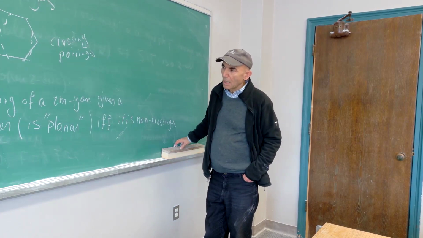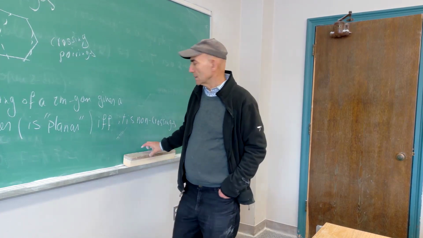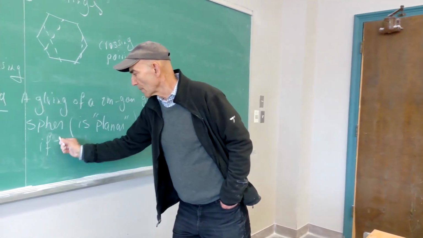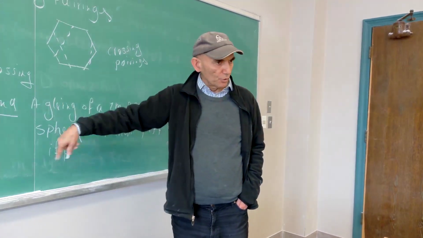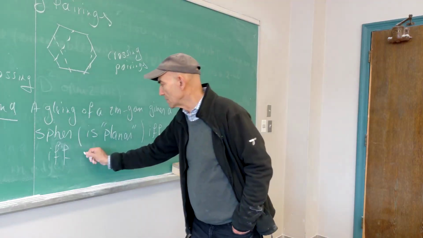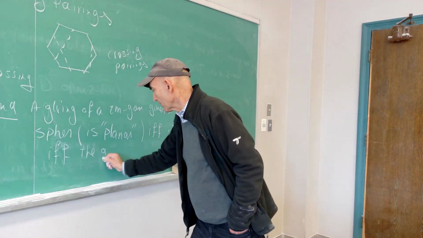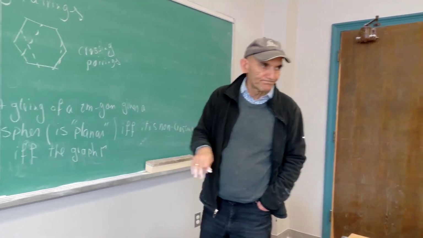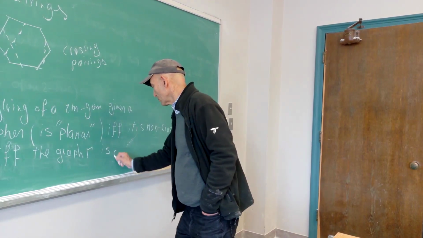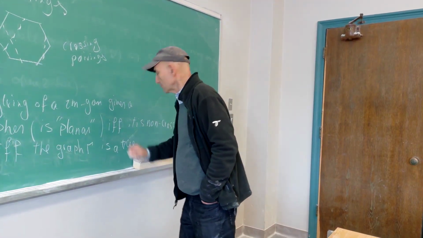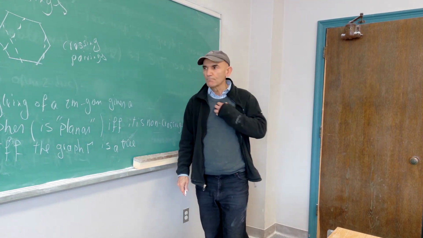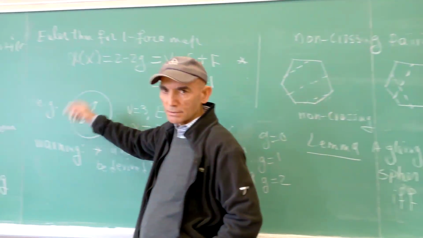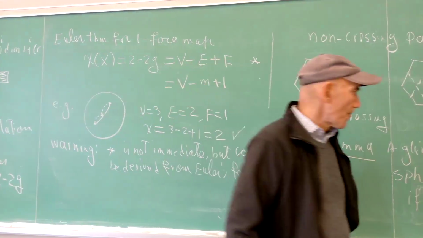Okay. And I can add, if and only if the graph gamma that you obtain in the one-face map is a tree. It's a tree, like the cases that we had here. So this is not accidental. In general, we get this.